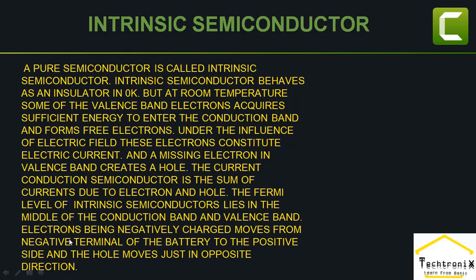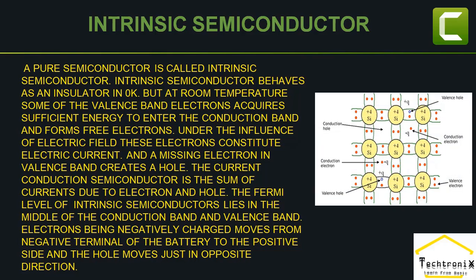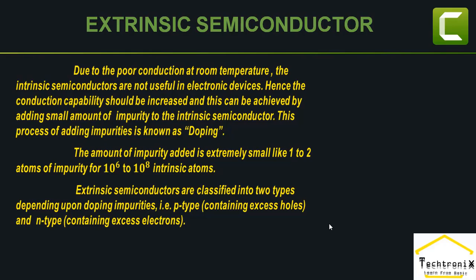Electrons, being negatively charged, move from the negative terminal of the battery to the positive terminal, and the hole moves in just the opposite direction. Let's see a picture of intrinsic semiconductor. So here you can see it is non-doped. Let's see the other type of semiconductor, which is known as extrinsic semiconductor.